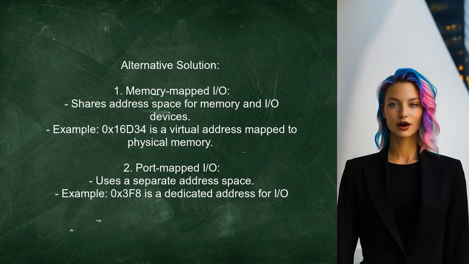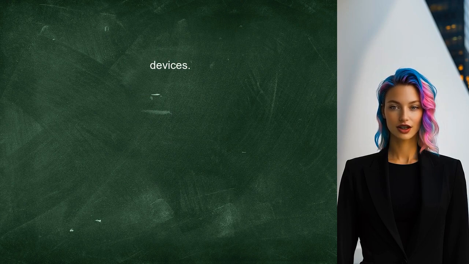This user explains the difference between memory-mapped I/O and port-mapped I/O. Memory-mapped I/O shares the same address space for both memory and I/O devices, meaning addresses like 0x60D34 are virtual and mapped to physical memory. In contrast, port-mapped I/O, such as the address 0x3F8, uses a separate address space and specific instructions for access, indicating it's not a shared address.